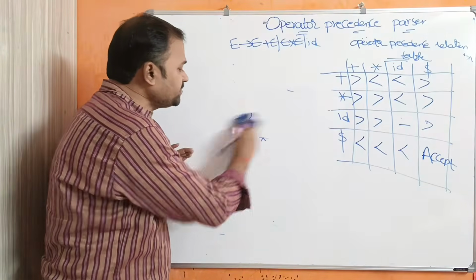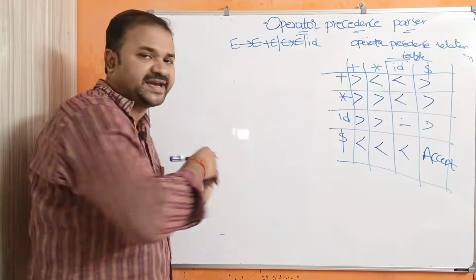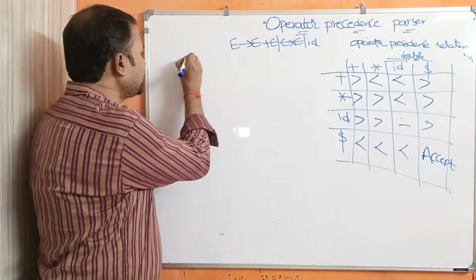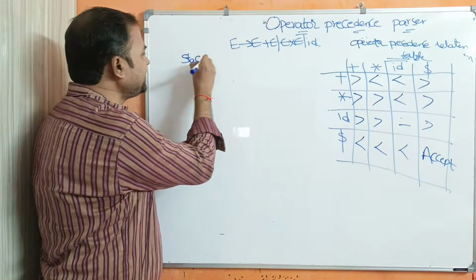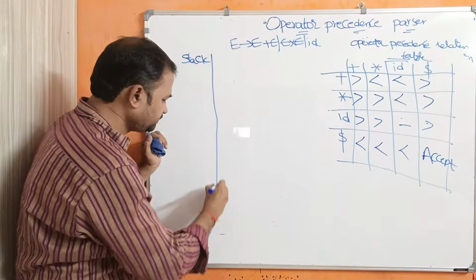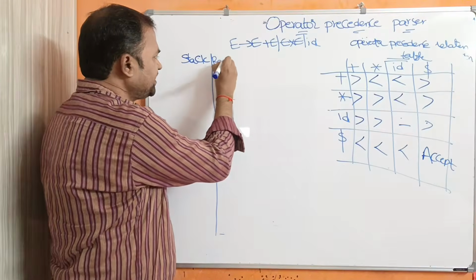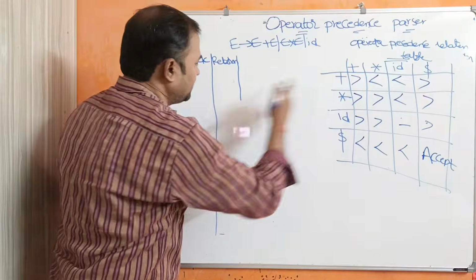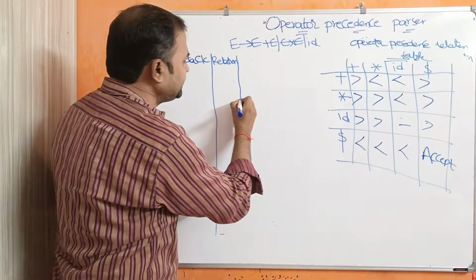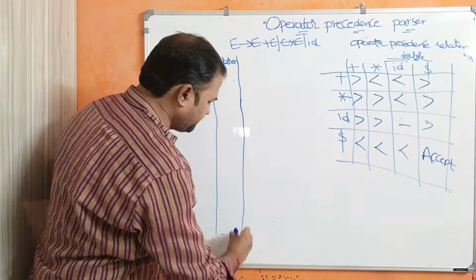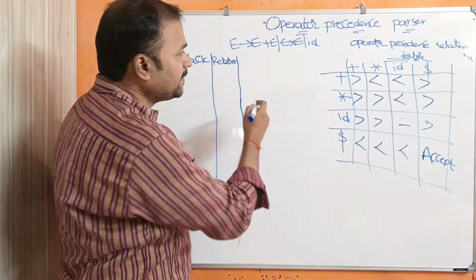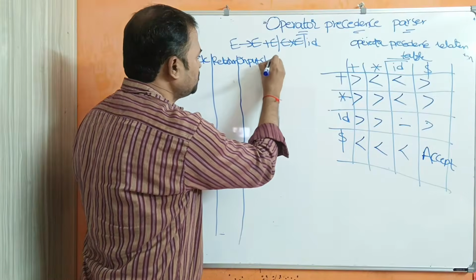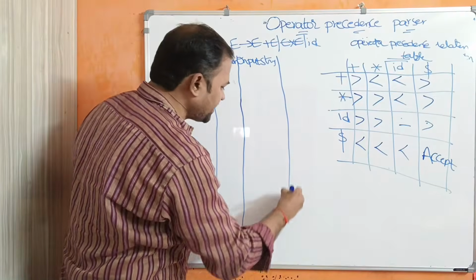Now let us parse the input string. In order to parse the input string, we require 4 columns. The first column is stack. What is the content of the stack? That we need to write. Second column is relation. Relation means which operator we are using. Which operator? This table. We may have either less than or greater than or minus or accept. Okay. Next one is input string. So what is the input string that we need to parse?